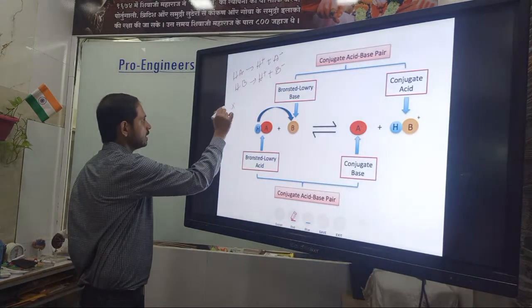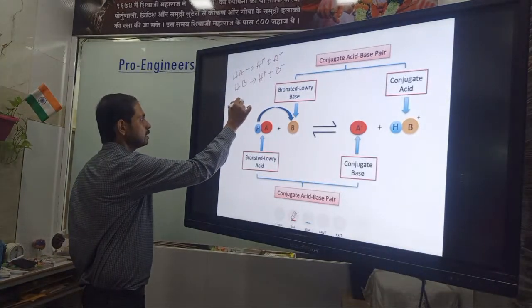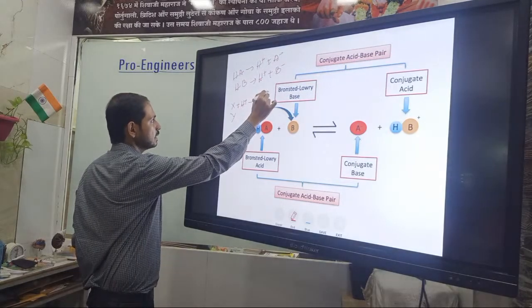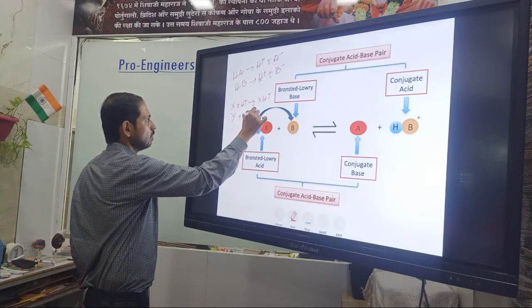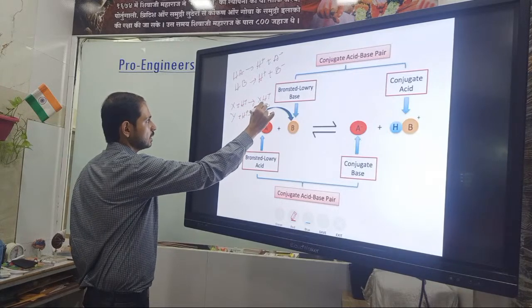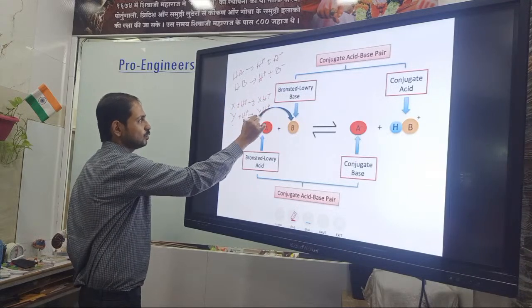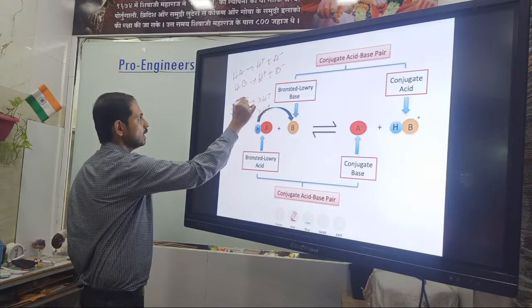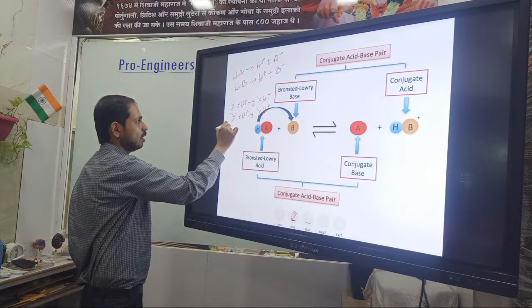So let's say X and Y are both bases. They will accept H plus as Bronsted bases, and X will form XH plus, and Y also accepts H plus and will form YH plus. So now these are two Bronsted bases. XH plus is the conjugate acid of X. YH plus is the conjugate acid of Y.